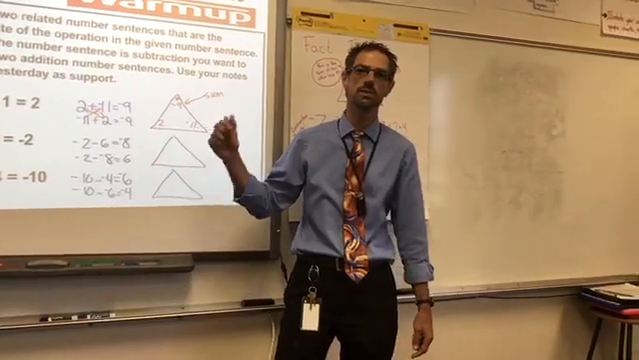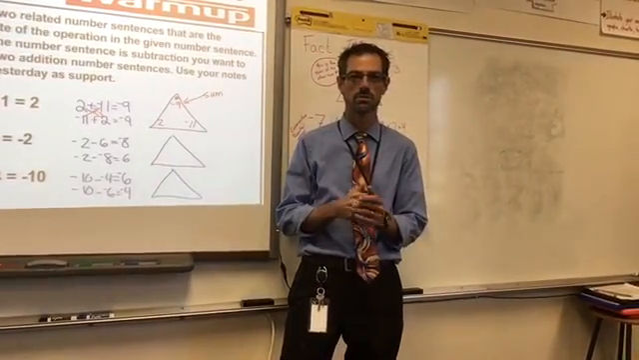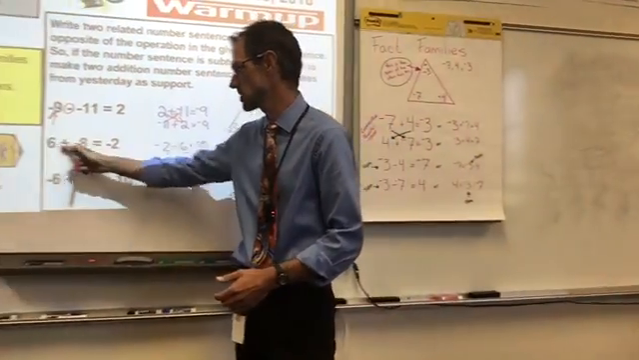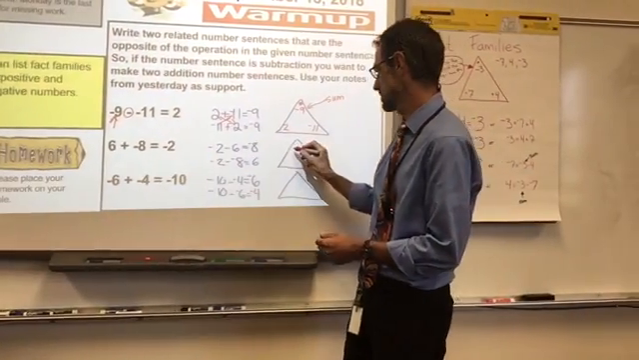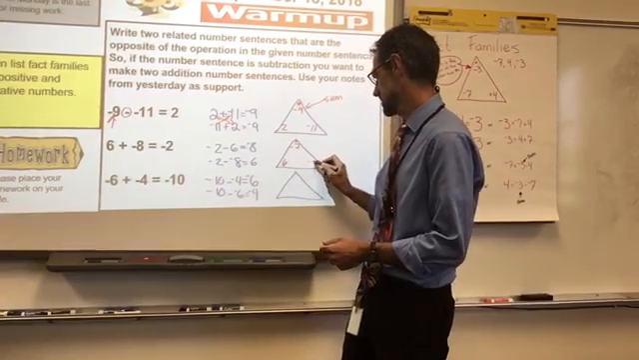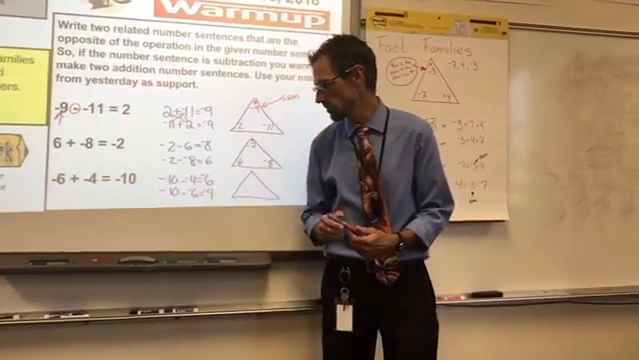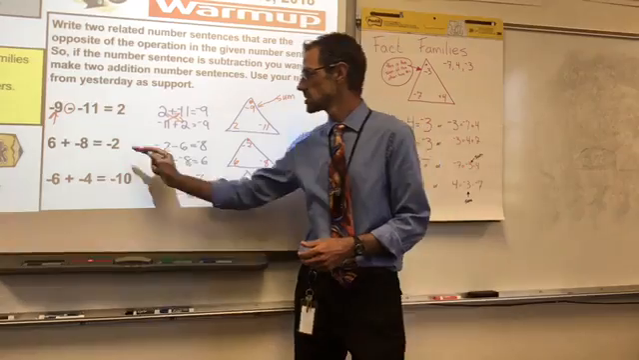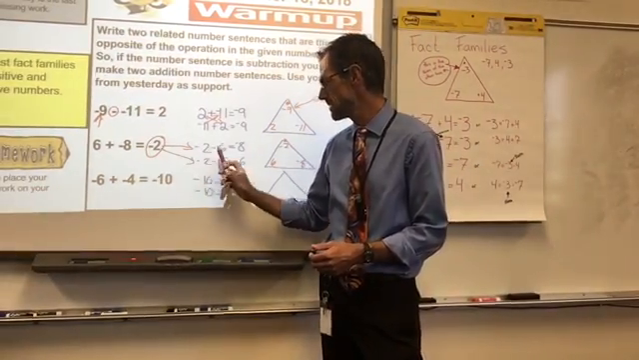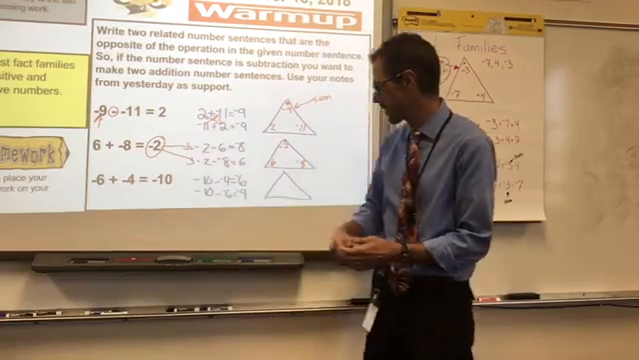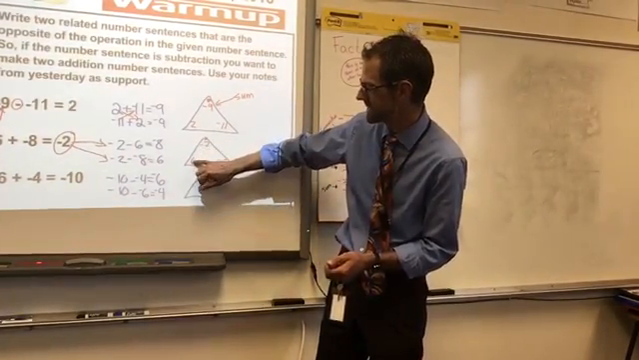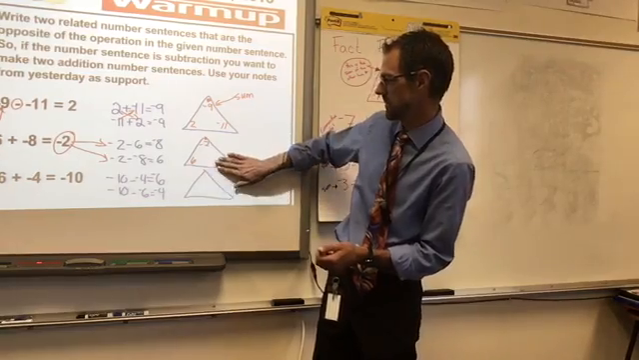Where's my sum in my addition? Michaela, where's my sum in my addition number sentence? -2. So -2 would be up top. 6 and -8 would be down at the bottom of my fact triangle. So because that's the sum, I know that's what I subtract from. So you can see I'm subtracting the 6 from it. So if I cover up the 8, it would be -2 minus 6 equals -8.